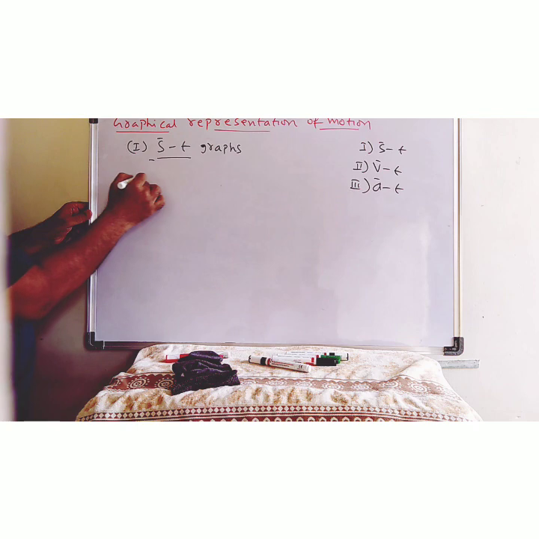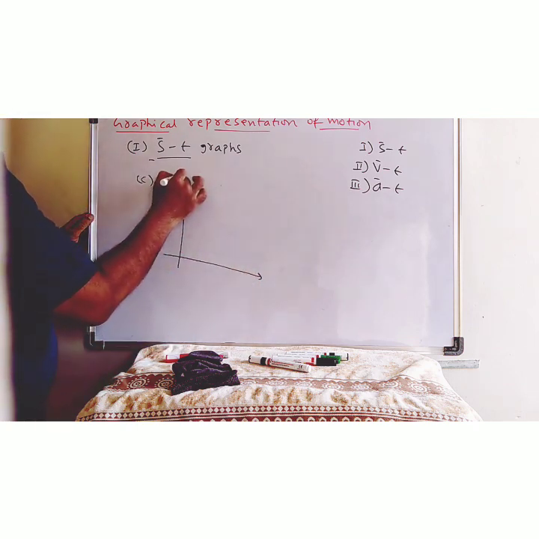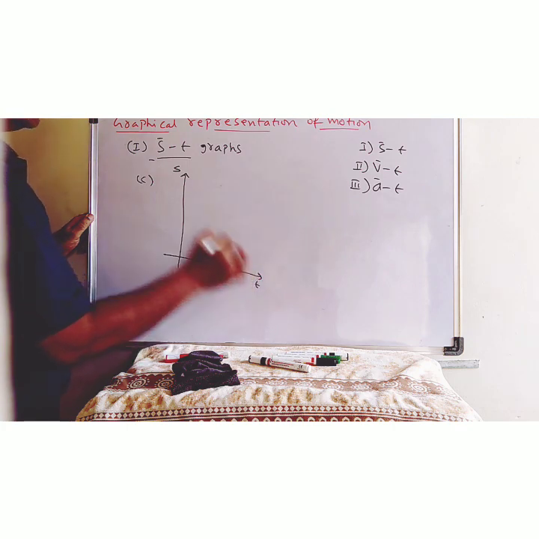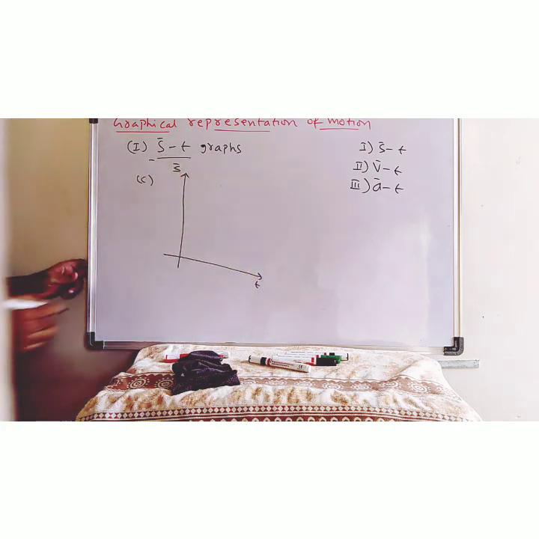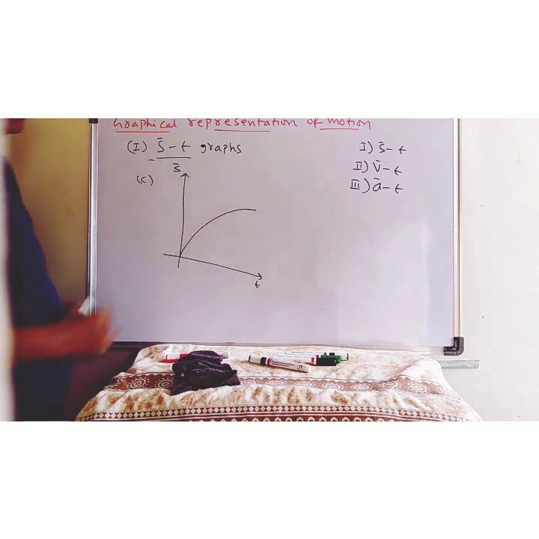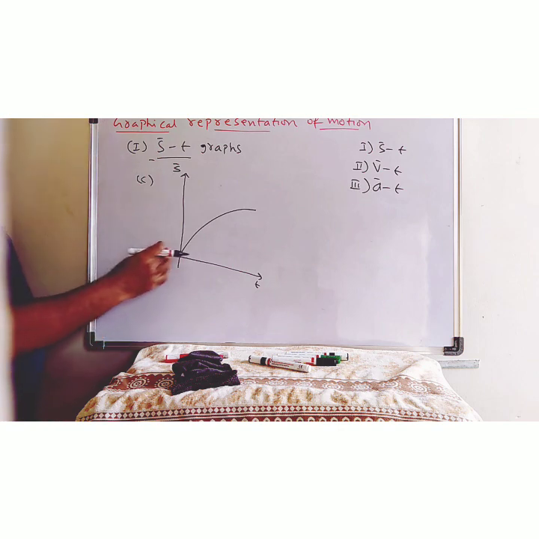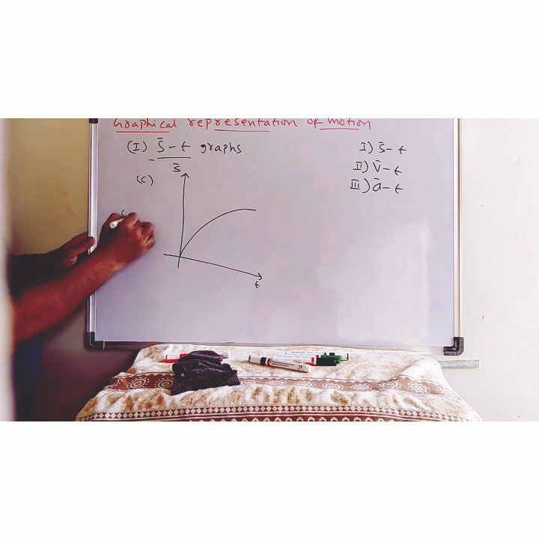See here, the C graph, in the displacement time graph. Let us say they have given a graph like this. Now can you say what this one is? If you observe carefully here, it's a parabolic curve. Regarding the parabolic curve, S is directly proportional to T square. But if you observe carefully, what about theta here? This one shows it's a parabolic curve.